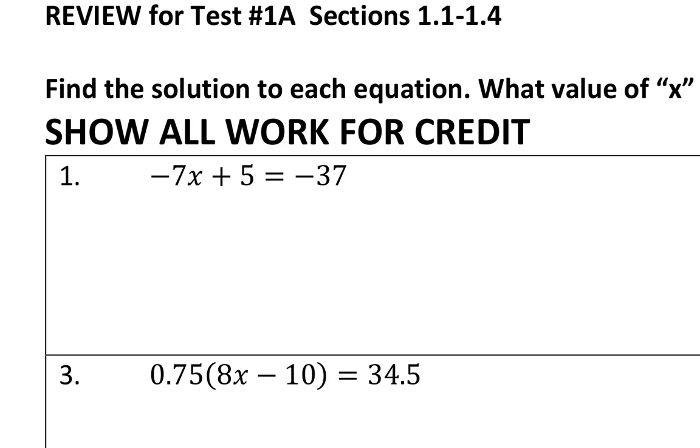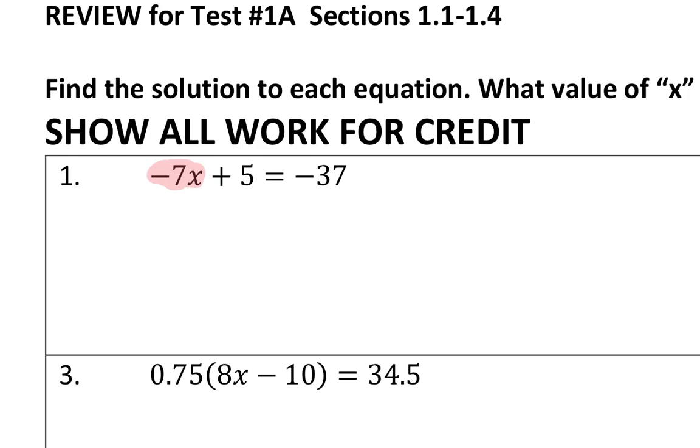Okay, so like I've told you before, I highlight. It'll help some of you to highlight the numbers that have the variable. That means everything that's not highlighted is considered like terms, and we need to put those together. Now, the question is, do we move over the 5 or the negative 37? Do not move over the negative 37. If you do, you won't have anything on the right side. So what we want to do is move over the 5.